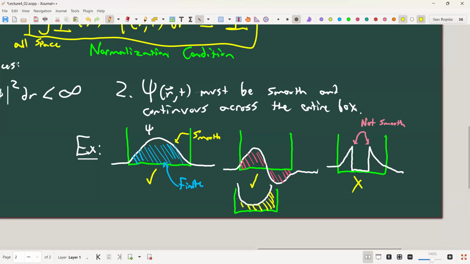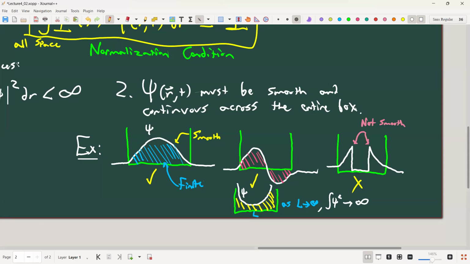So as the length of the box, if we define the length of the box to be L, as L goes to infinity, the integral of psi squared goes to infinity. All right, so this isn't normalizable. All right, so this fails condition 1, which is that the integral must be finite. Okay, so we have a sense of what our wave functions must look like.